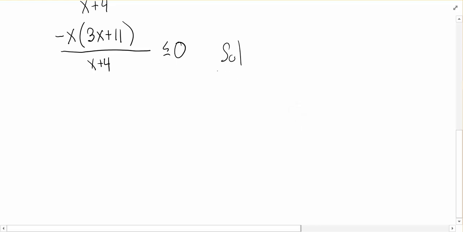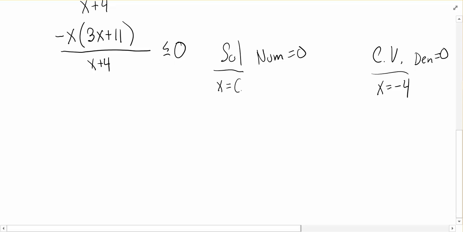We're going to have solutions. We're going to have critical values. Solutions are what make the top equal to 0. Critical values are what make the bottom equal to 0. Critical value is negative 4. Solutions are going to be 0 and negative 11 thirds.